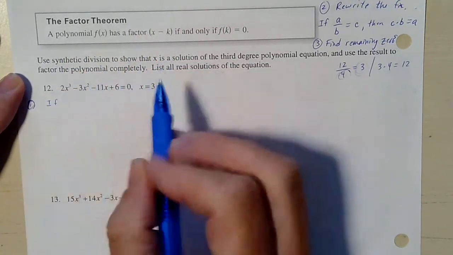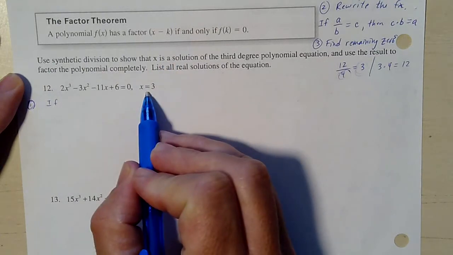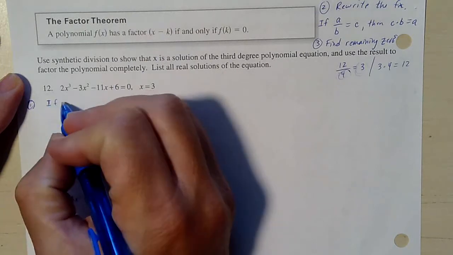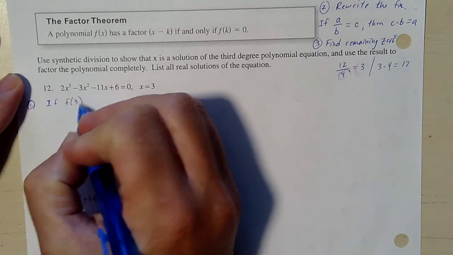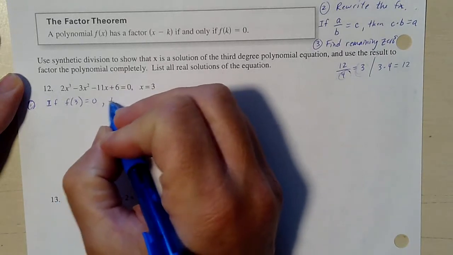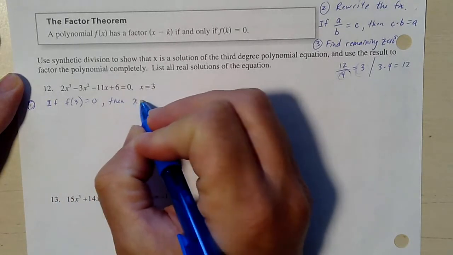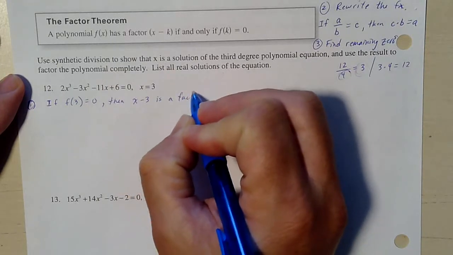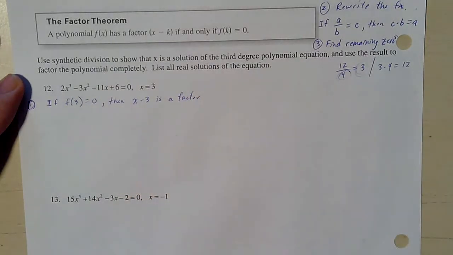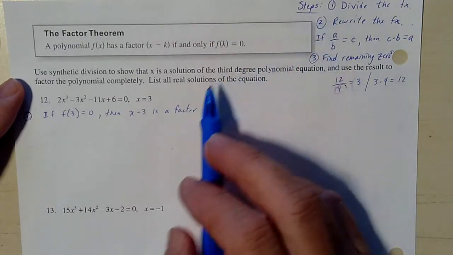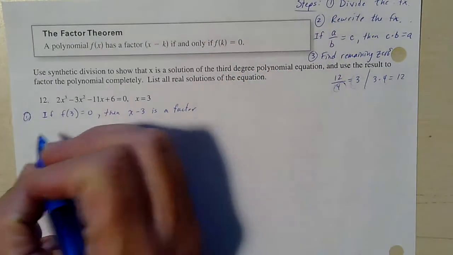They do give us the fact that x = 3 is a zero, or a solution. So, using the factor theorem, we know that if f(3) is a zero, then x minus 3 must be a factor. So we're going to use that to our advantage to break this function down. Divide the function by x minus 3 for step 1.